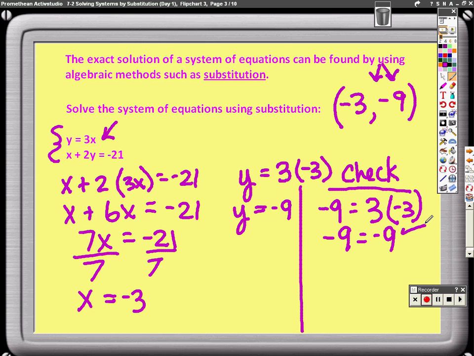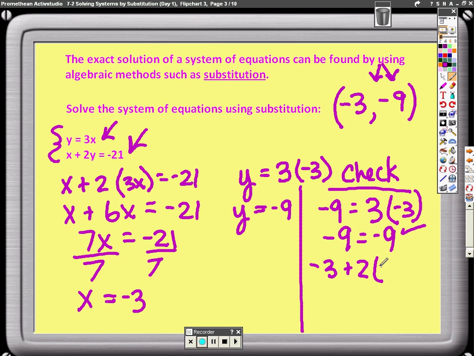Then I'm going to substitute it into the second equation, and I end up with negative 3 plus 2 times negative 9 equals negative 21. So I end up with negative 3 minus 18 equals negative 21, which is negative 21 equals negative 21. And this means that my work is correct and that negative 3, negative 9 is the point of intersection of the two equations. Okay?